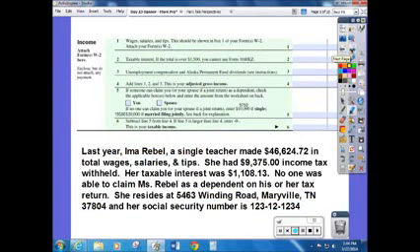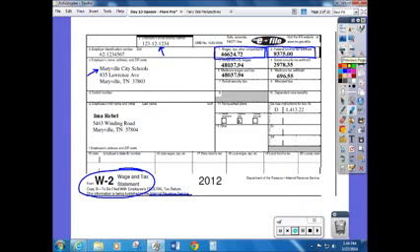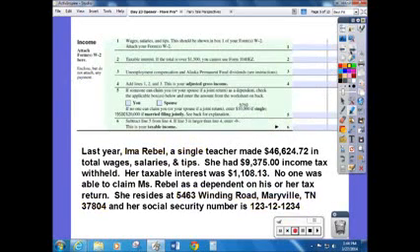Okay, the next section is income. Wages, salaries, and tips is shown in box 1 of our Form W-2. So going over to your Form W-2, that's box 1. We also have that information right here in our instructions. So $46,624.72 is what we have for wages, tips, and salaries.